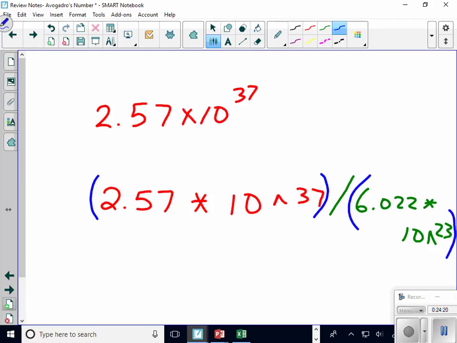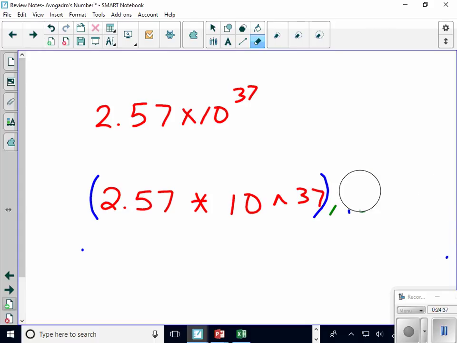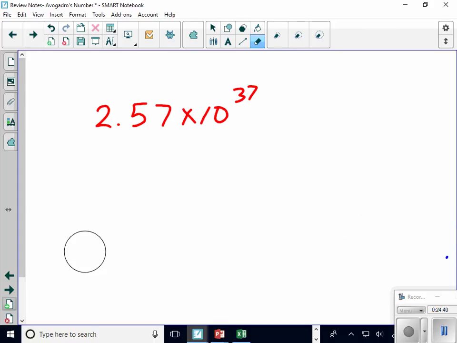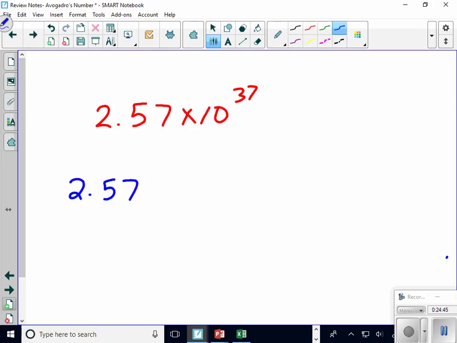Now, here is the way that I do it. Because my calculator knows scientific notation if I tell it. So, I'm going to type in this number as 2.57. Then I'm going to hit my exponential button. The button on my calculator, and I have a graphing calculator like this, is the second function of the button over the 7, which is a comma.